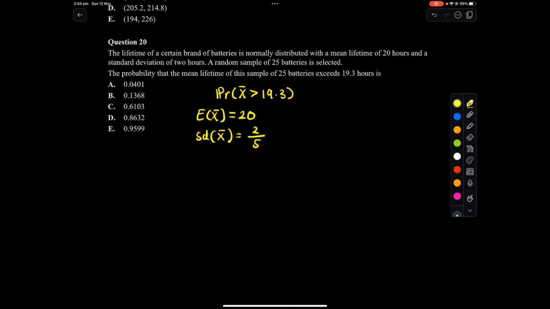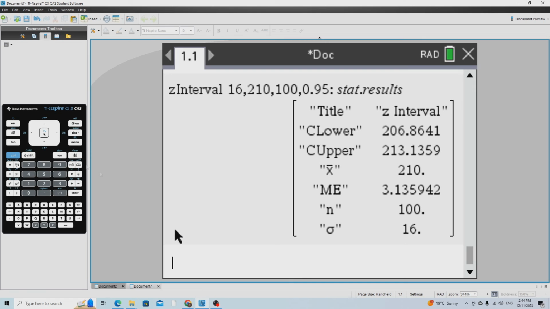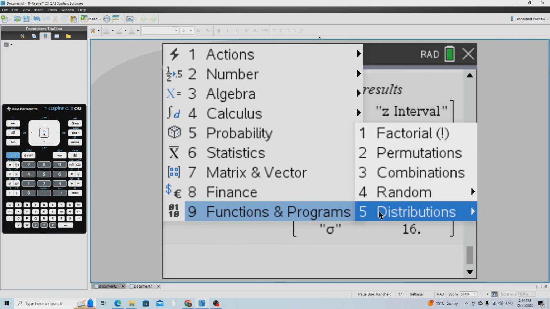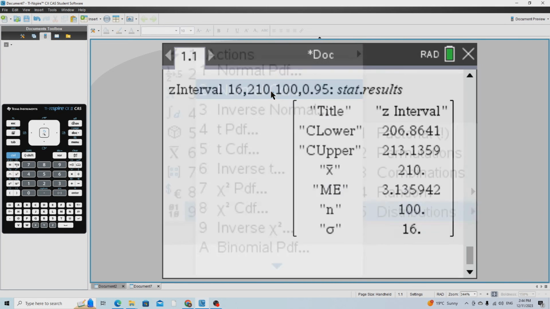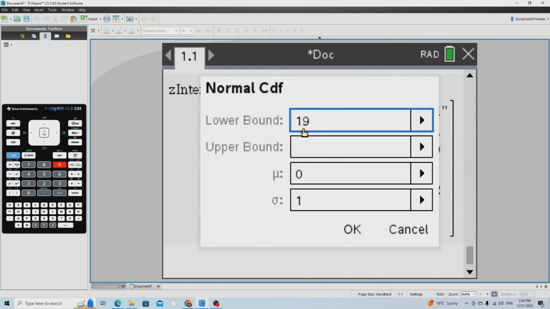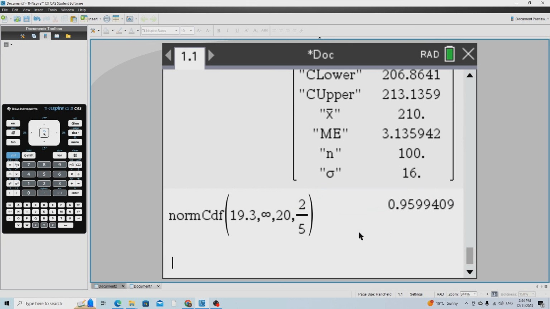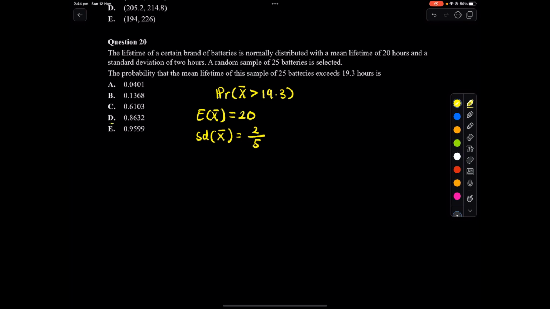So now we know the mean and the standard deviation, we can just use our calculator. Go to normal distribution. Go in menu, probability, distributions, the normal CDF. We want 19.3 to infinity. Your mean value in this case is 20, and your standard deviation is 2 over 5. And that gives you 0.9599, which is E. Perfect.